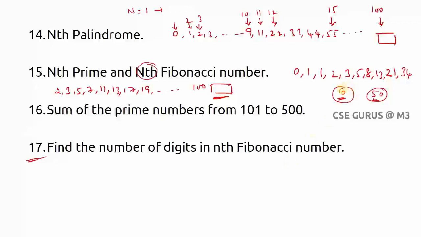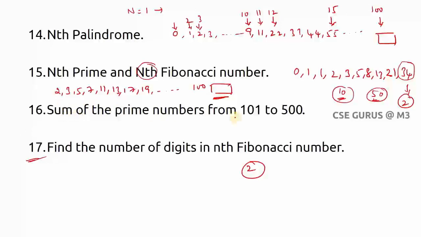If I ask you the 10th Fibonacci number, you can say 34 is the answer. But for this 17th question, how many digits in that? That means in 34 how many digits are there? Only 2 digits. That should be the answer for the 17th question. How to get this answer? I'll explain that with execution.